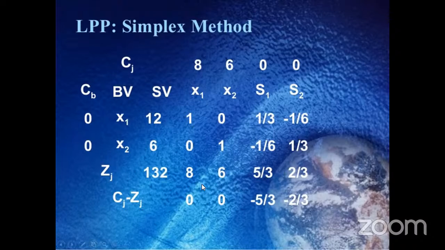Cj minus Zj must be less than or equal to 0. Till that you need to continue. Now we can say we got the solution of our problem. What is the solution? Solution is x1 is 12, x2 is 6, and Zj is 132.